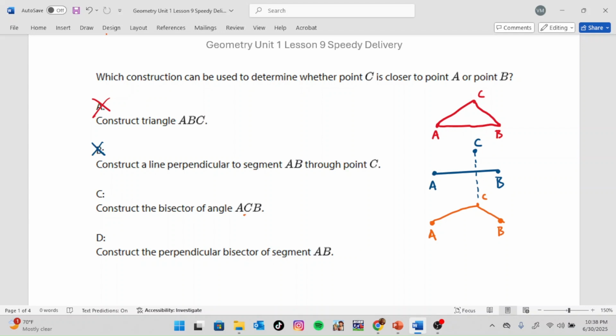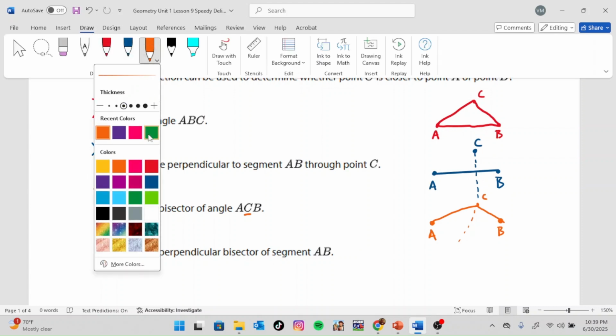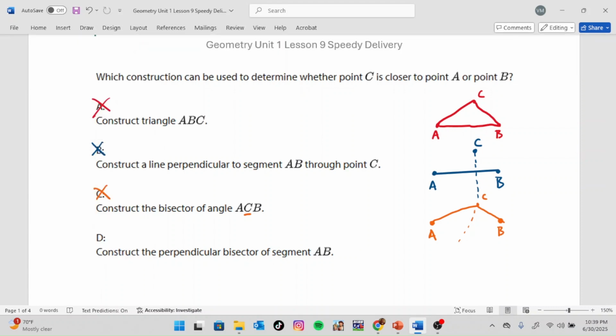Since C is in the middle here, then C is the vertex on our angle. Now we're going to come up with the angle bisector that cuts it in half, something like this. But again, this doesn't really tell us which point C is closer to. So it's not option C. Now let's take a look at D.